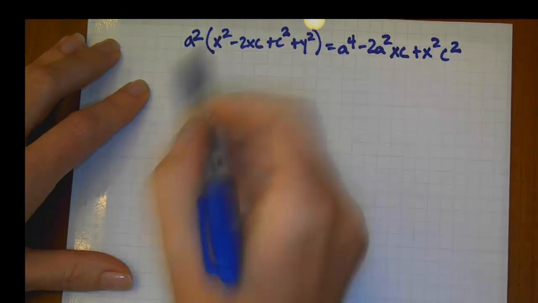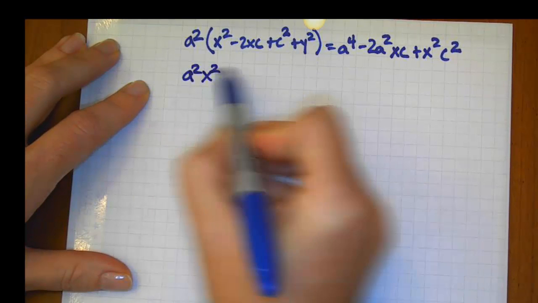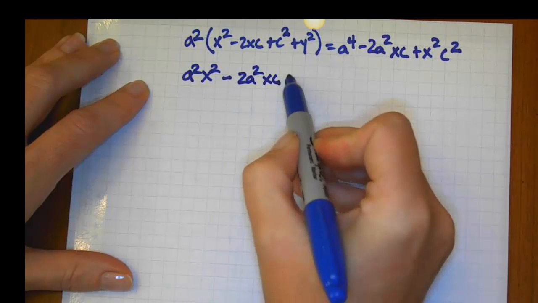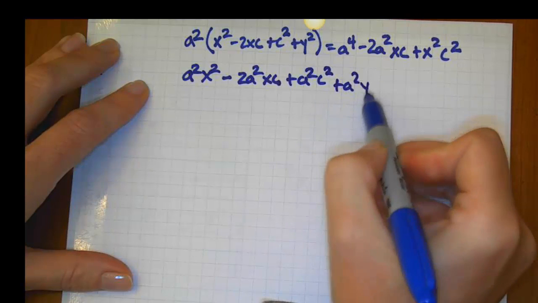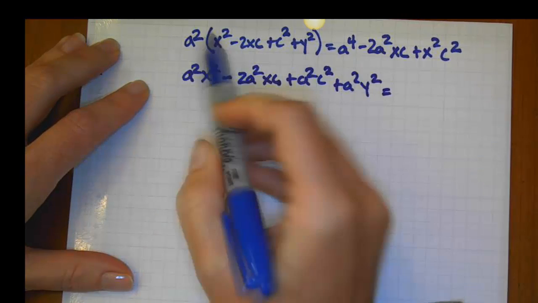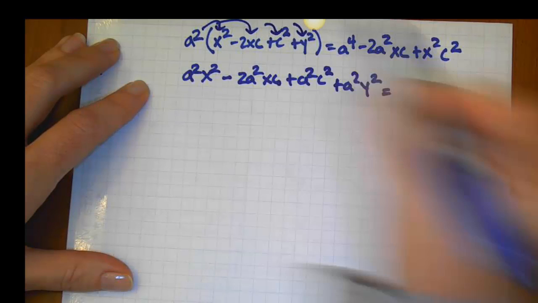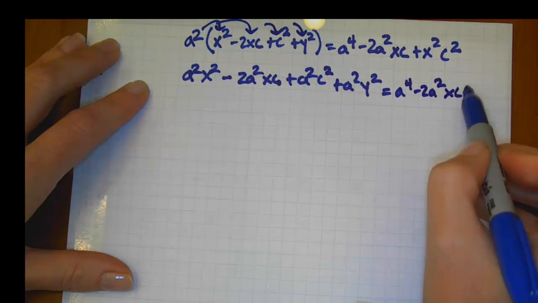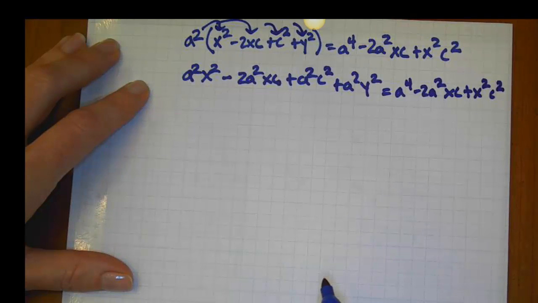All right, now let's distribute the a squared. So I'm going to have a squared x squared minus 2a squared xc plus a squared c squared plus a squared y squared. And all I did was distribute. And that's going to equal a to the fourth minus 2a squared xc plus x squared c squared. I didn't do anything to the right side.